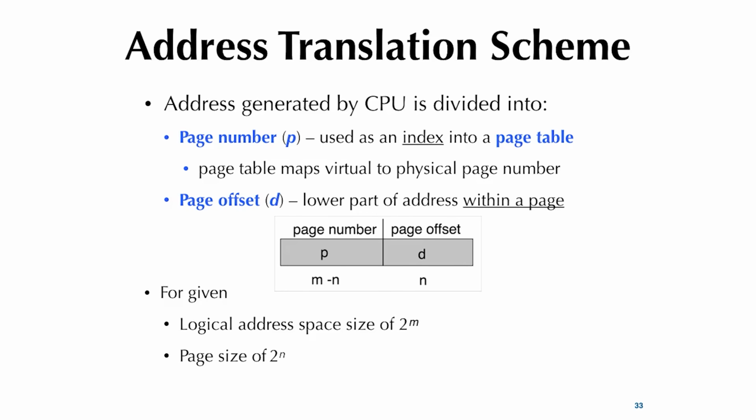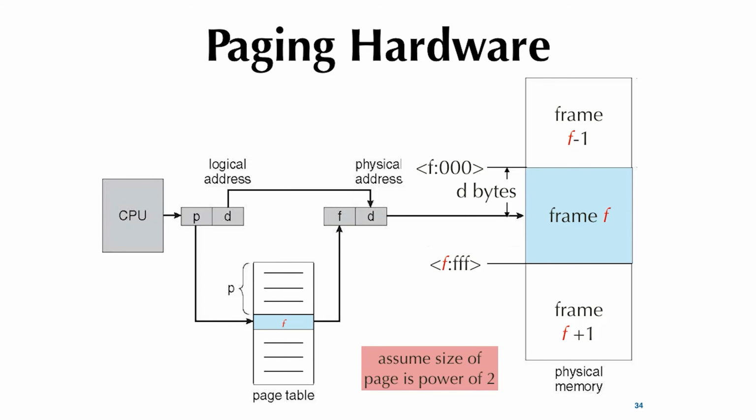Depending on how big your page is, you divide up the address into the page number and page offset. So 2 to the power of the number of bits in the page offset should be your page size, and anything higher is your page number. If you have a page size of 2 to the n and a logical address space of 2 to the m, then how many pages do you have? Well, 2 to the power m minus n. So nothing difficult here, just a basic data structure.